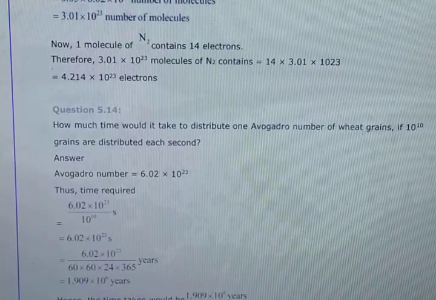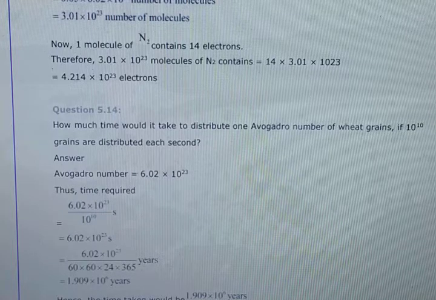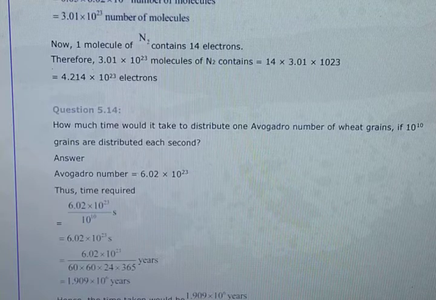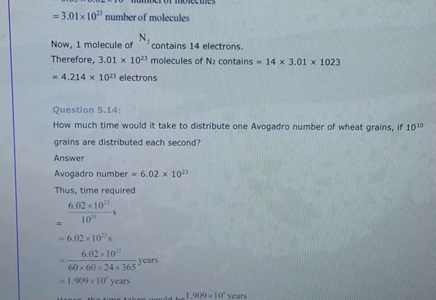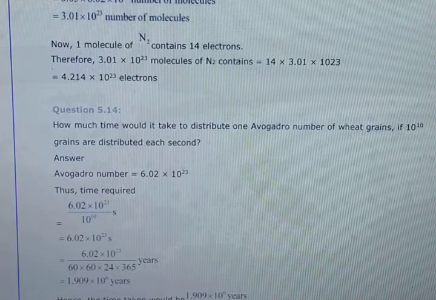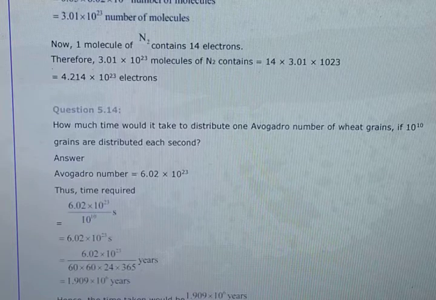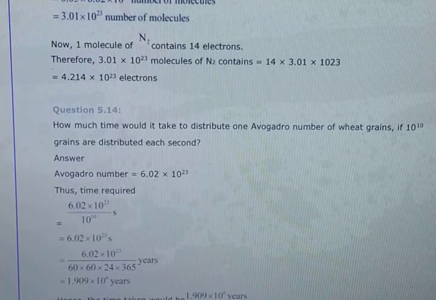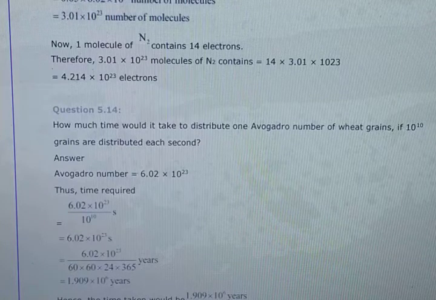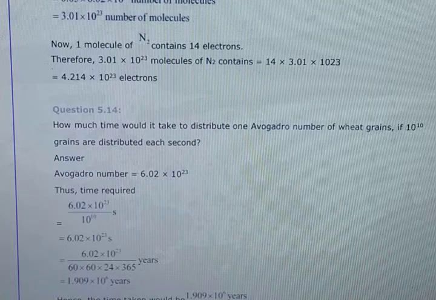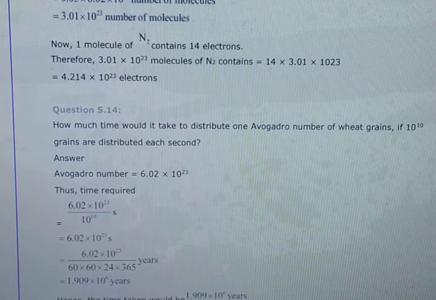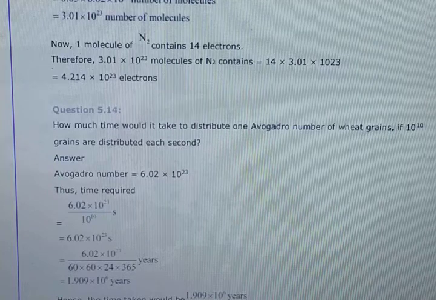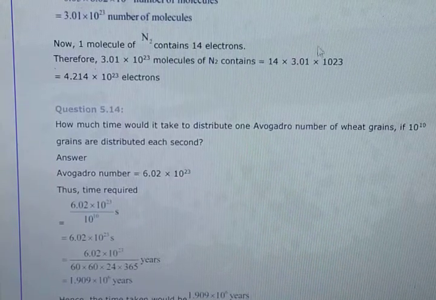Thus 1.4 gram of N2 is equal to 1.4 upon 28, that is equal to 0.05 mole. That is equal to 0.05 into 6.02 into 10 to the power 23 number of molecules, that is equal to 3.01 into 10 to the power 23 number of molecules. Now 1 molecule of N2 contains 14 electrons. Therefore 3.01 into 10 to the power 23 molecules of N2 contain 14 into 3.01 into 10 to the power 23, that is 4.214 into 10 to the power 23 electrons. Here it is 10 to the power 23; by mistake it's written 1023.